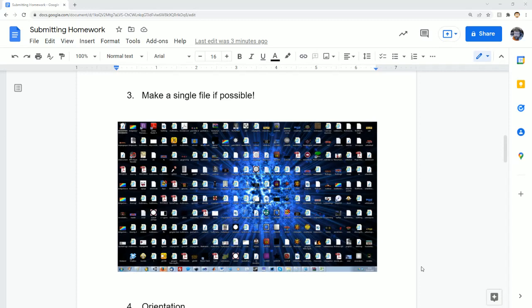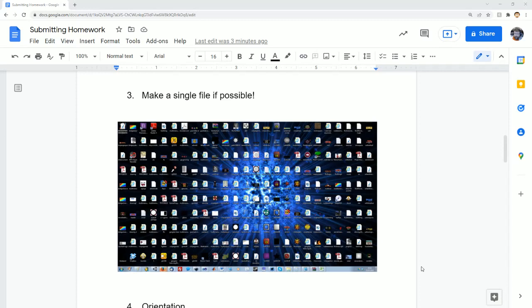Number three, make a single file if possible. Now I realize that we're all using different technologies. Some people have different types of phones. Some people don't have phones at all. So there are all kinds of different ways that you could possibly make your picture files to submit them. And depending on your device, this may be easier or harder. If you can make it into a single file, please do. It makes my life a lot easier.